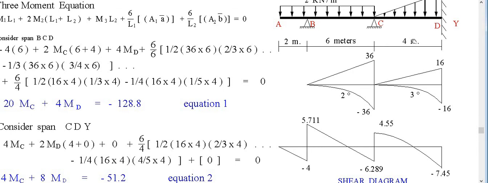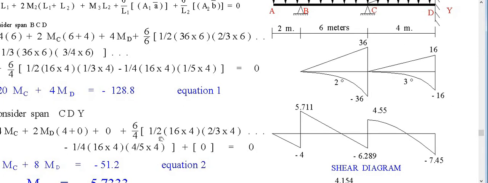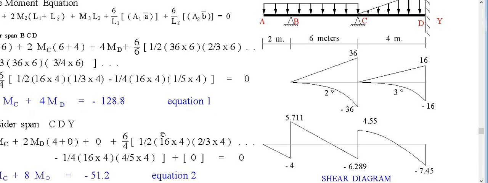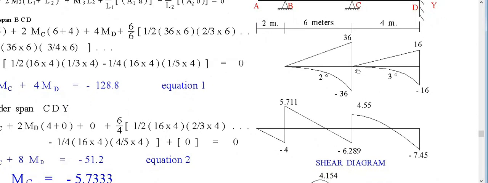This is the left span of CDY. 6 over 4 times the area of this. 6 over 4 times 1/2 16 by 4. Remember, this is the left side of CDY. So the origin must be on the left. So 2/3 of 4. The distance from here up to here is 2/3 of 4.